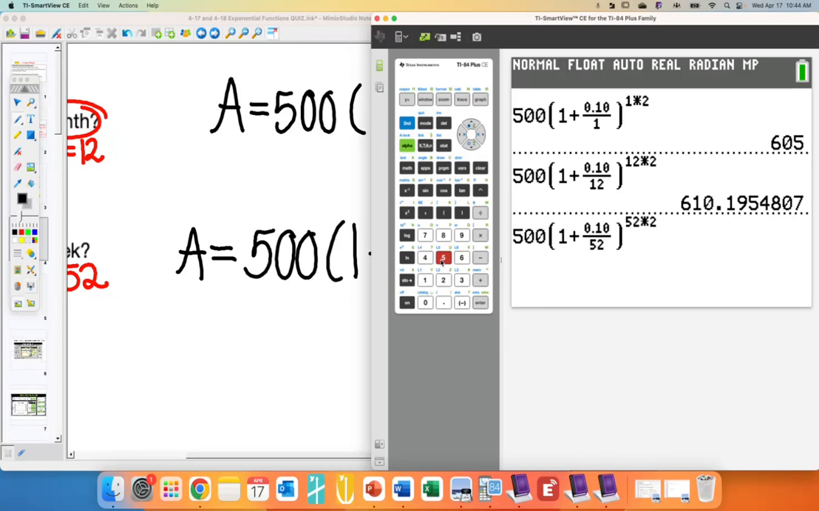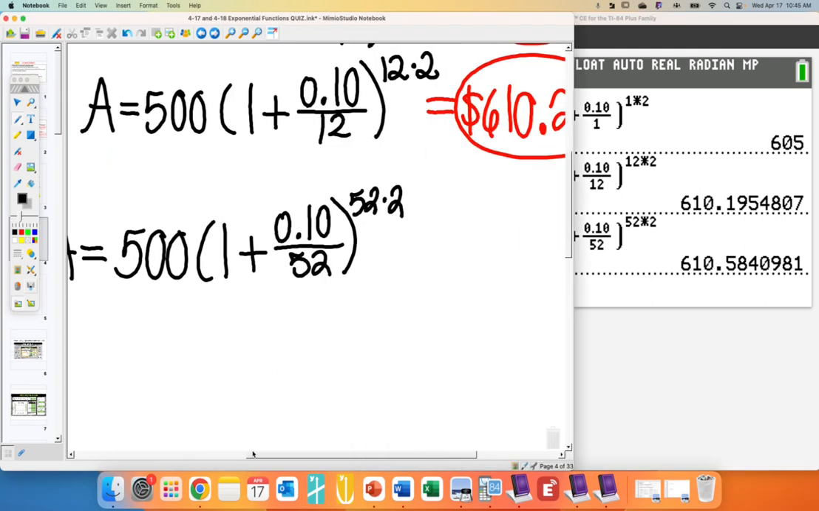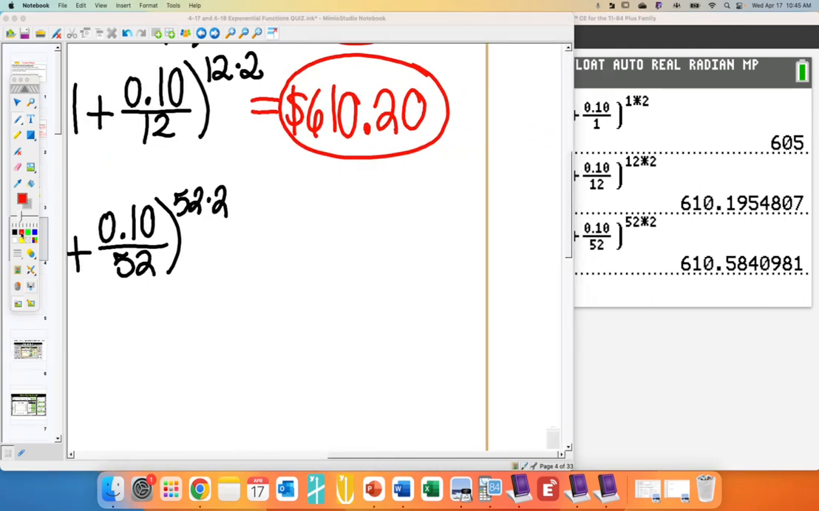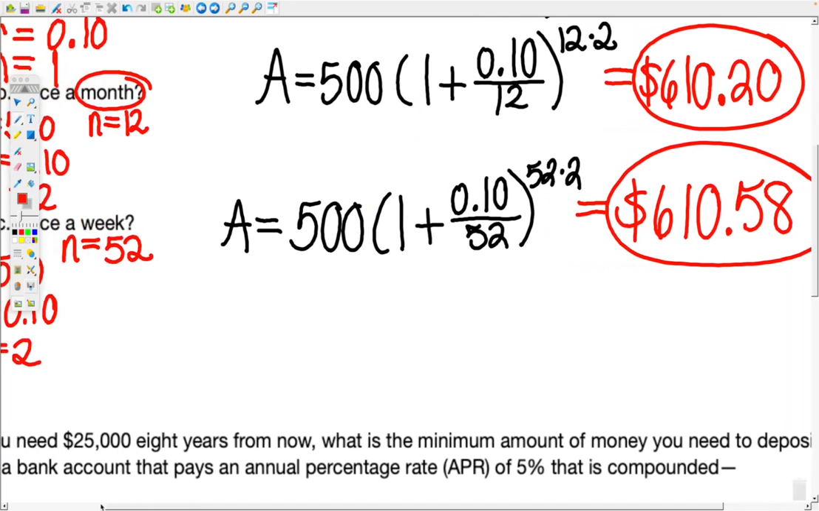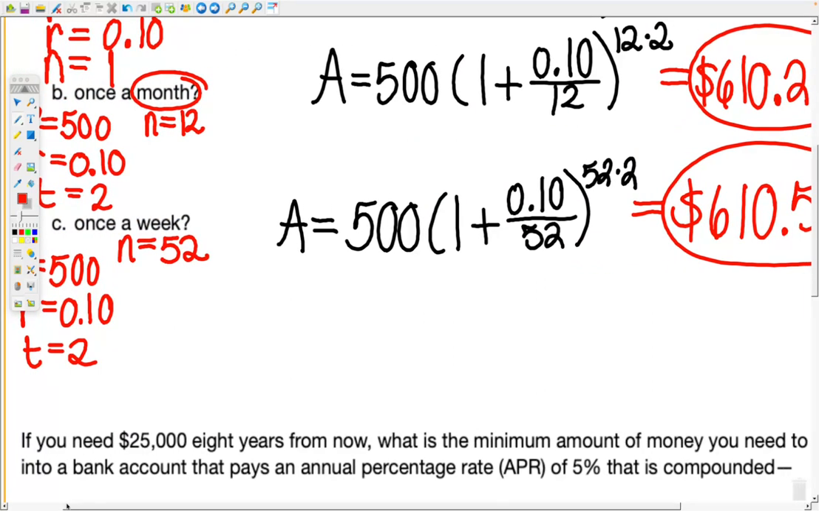And this one, oh, I see what you were saying. You had already got the final answer. And yeah, he's right. The answers look almost the exact same. This one is still $610, but it's 58 cents. Well, I guess what it's showing is that the difference between months and weeks is not much different, really. There's not much difference.